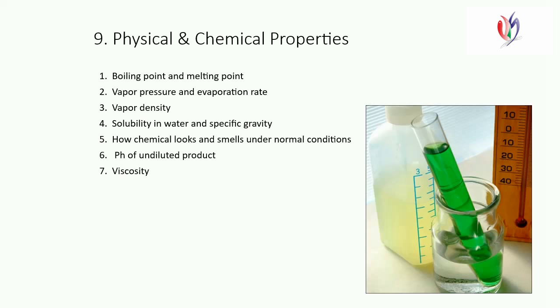Vapor pressure and evaporation rate tell you how fast a chemical will put vapors into the air. The higher the vapor pressure, the faster the chemical will evaporate. If those vapors are flammable or toxic, this is important information to know. Vapor density describes whether chemical vapors will rise or stay close to the ground. Vapor density below 1 will rise, and density above 1 will stay close to the ground, possibly creating hazardous environments.